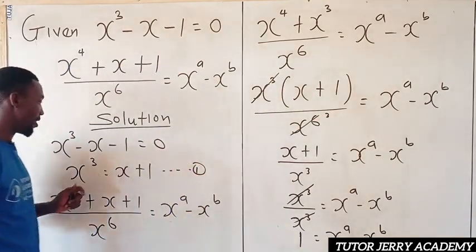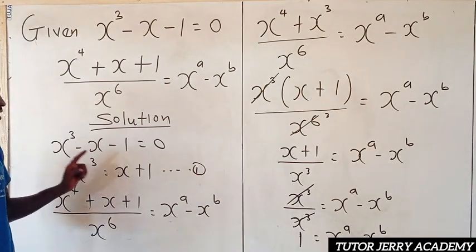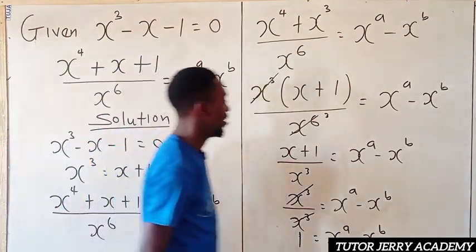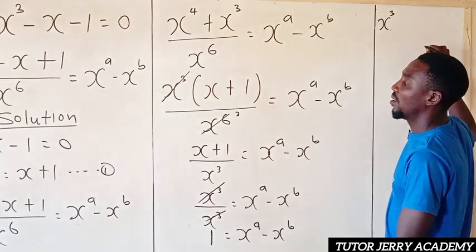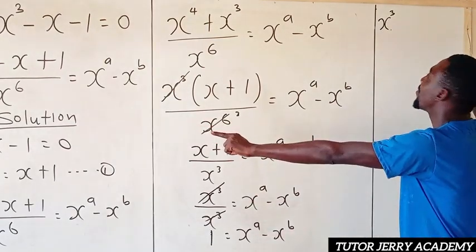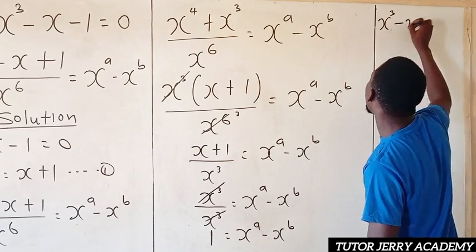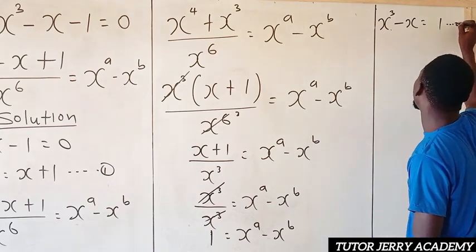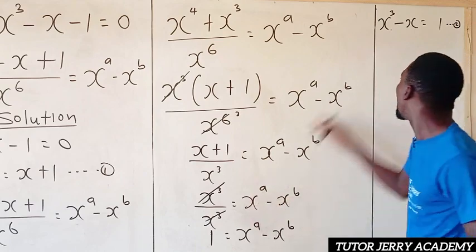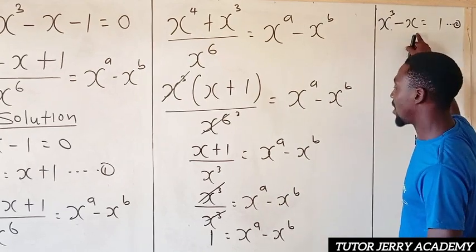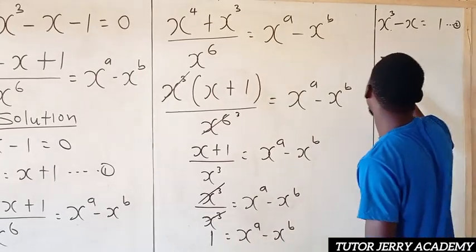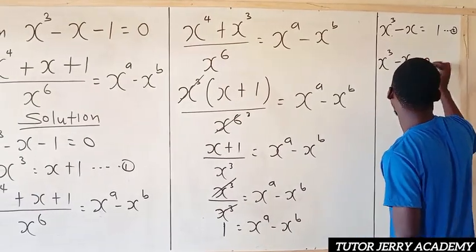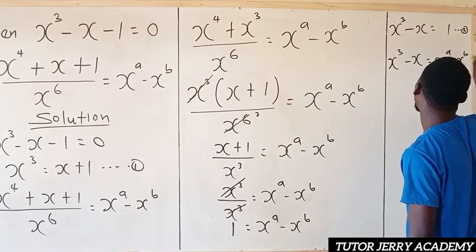Alright, so here we have 1. Let's come back to equation number 1. If we decide to make 1 the subject of the formula here, let's make 1 the subject there. So we are going to have s to the power of 3 minus s equals 1. Let's call this equation number 2. Alright, so 1 is equal to s to the power of 3 minus s. So let's replace our 1 with s to the power of 3 minus s, which will be equal to s to the power of a minus s to the power of b.